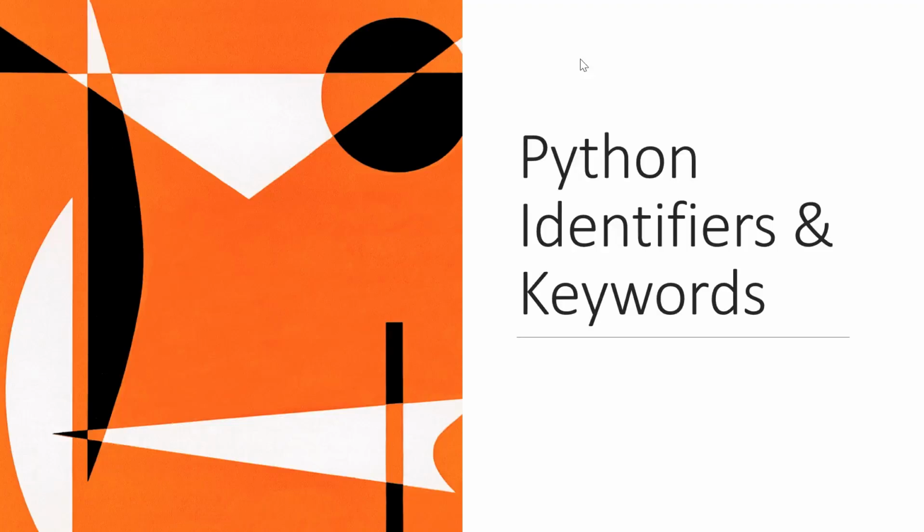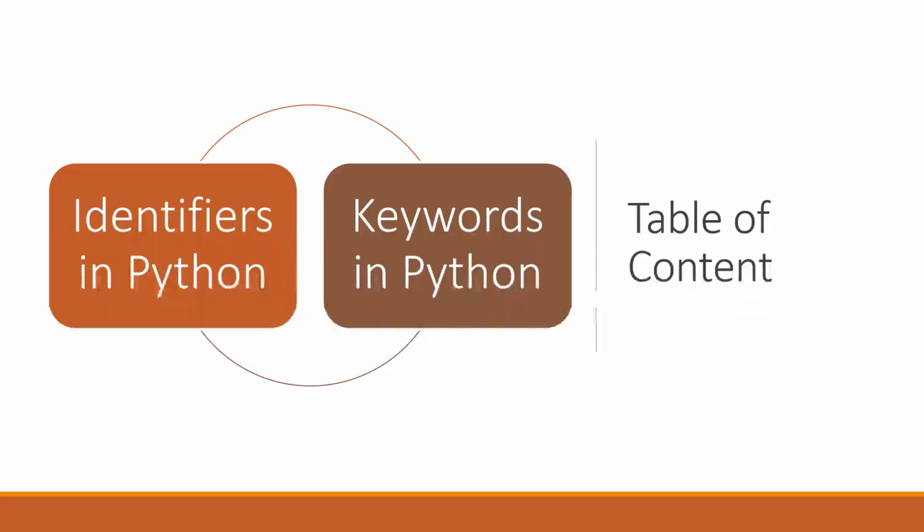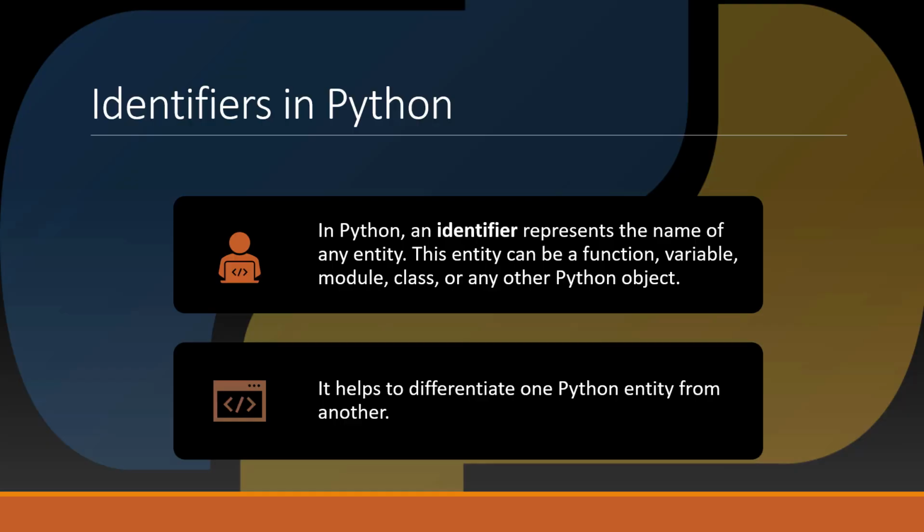In this video, we are going to learn about Python identifiers and keywords. So we start off this video by understanding what are identifiers in Python, and after identifiers, we will discuss what are Python keywords. So without any further delay, let's jump onto our first topic and understand what are identifiers in Python. So in Python, an identifier represents the name of any entity.